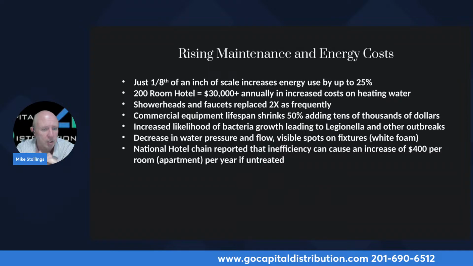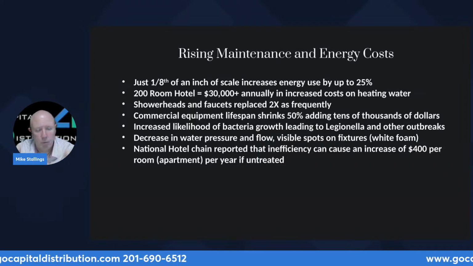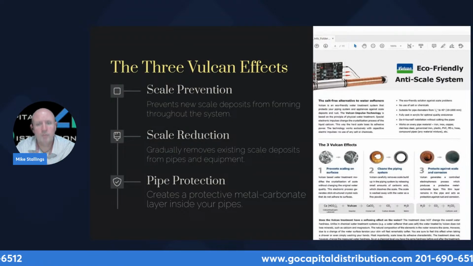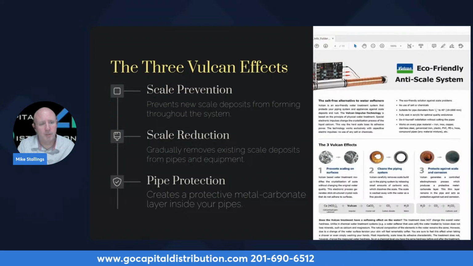One of the largest national chains actually reported that any inefficiency can cause an increase of up to $400 per room or apartment per year if it's left untreated. So what does Vulcan do actually? What are the three effects? What are the three benefits of implementing the solution?